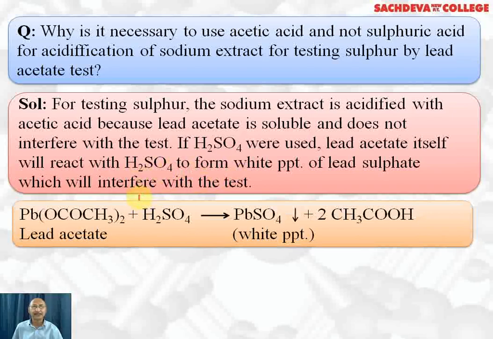So for testing sulfur, you cannot add a sulfur containing compound, that is sulfuric acid. And if you add it, then lead acetate plus sulfuric acid will give you lead sulfate plus acetic acid. So we cannot add sulfuric acid, we have to add acetic acid for acidification.